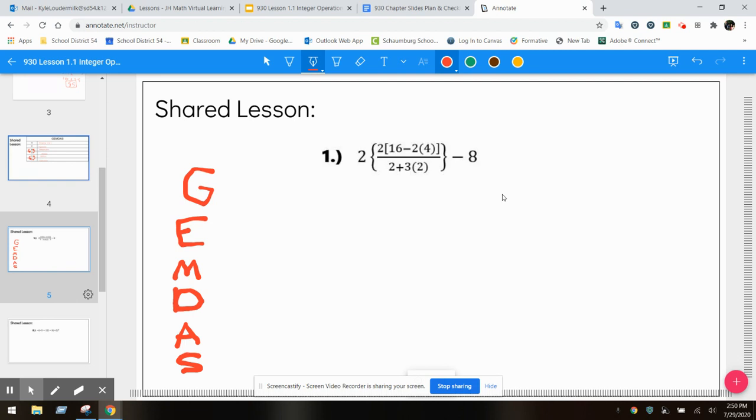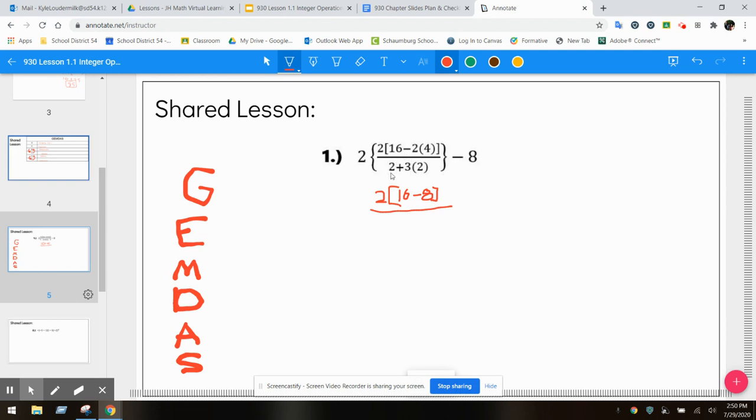And if I look at the numerator of what's inside the brackets, I see grouping symbols there. So that's what I'm going to do first. I'm going to deal with the numerator. So I now have, on the numerator, 2 times, instead of 16 minus 2 times 4, I'm actually going to do the 2 times 4 because I'm going to do the order of operations within. I'm going to do 16 minus 8. That's what 2 times 4 is. Still keep the brackets there.